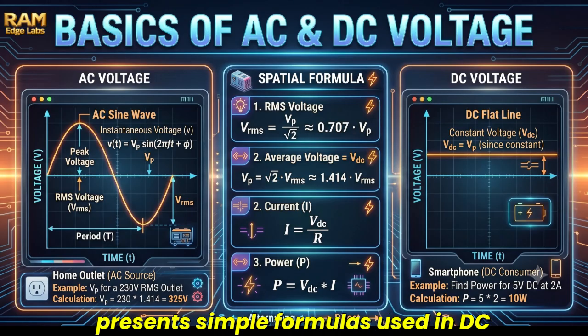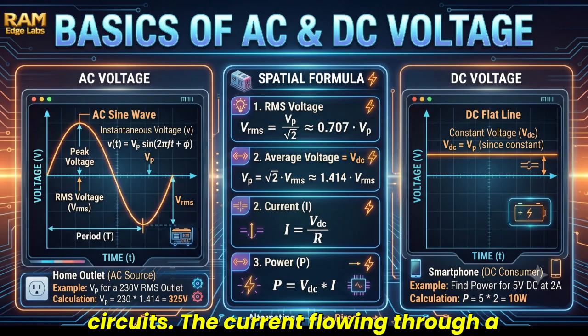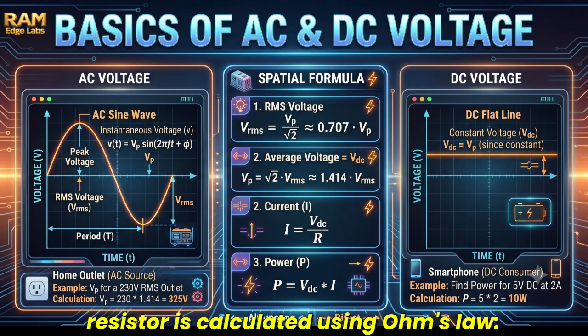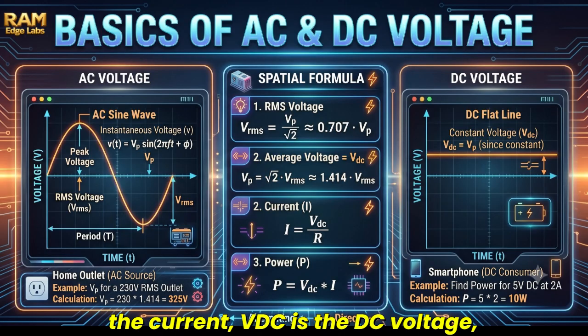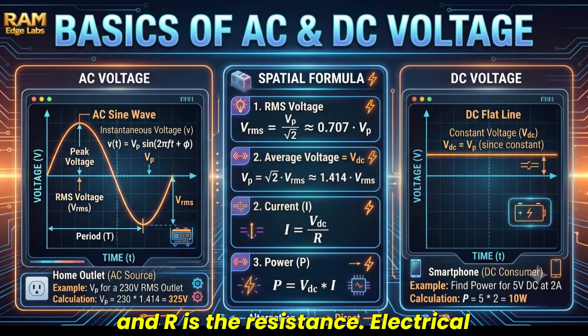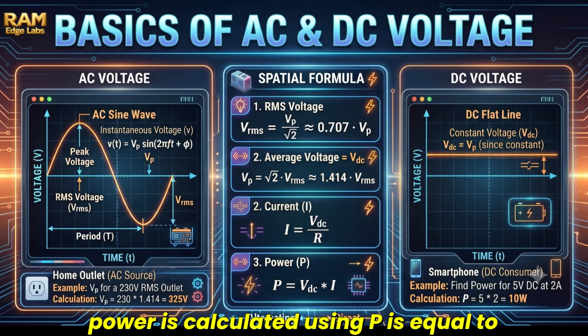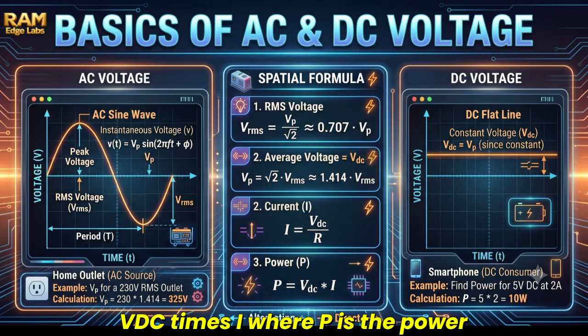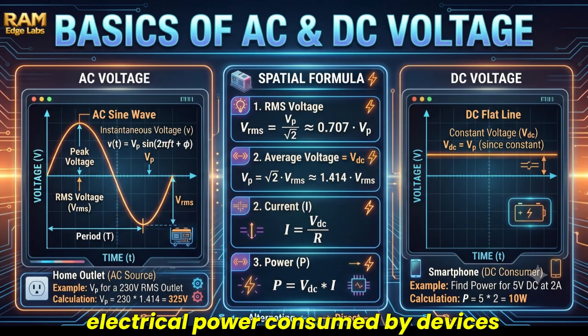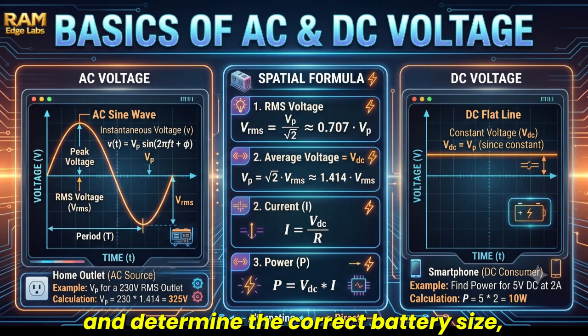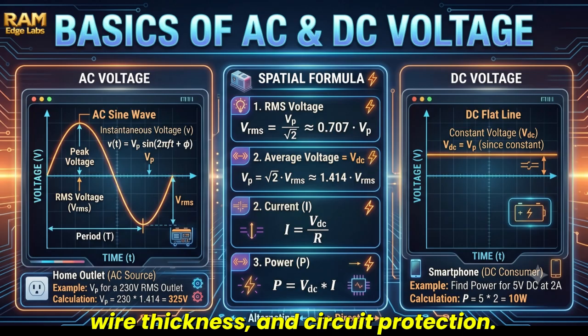The image also presents simple formulas used in DC circuits. The current flowing through a resistor is calculated using Ohm's law: I is equal to VDC divided by R, where I is the current, VDC is the DC voltage, and R is the resistance. Electrical power is calculated using P is equal to VDC times I, where P is the power measured in watts (W). These equations help engineers calculate the electrical power consumed by devices and determine the correct battery size, wire thickness, and circuit protection.